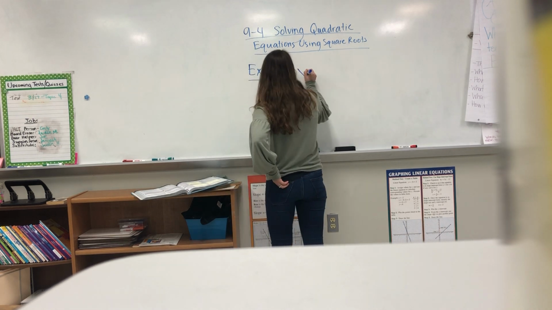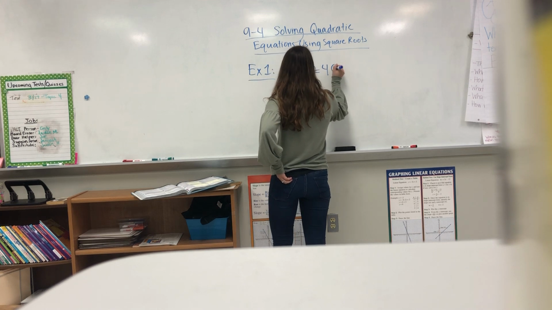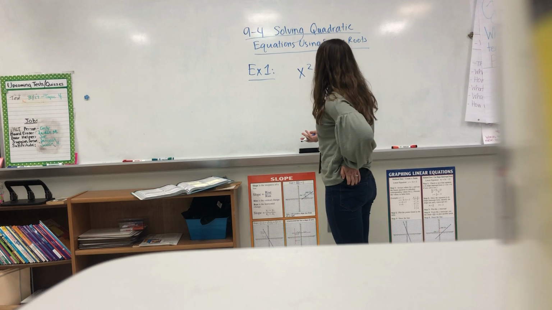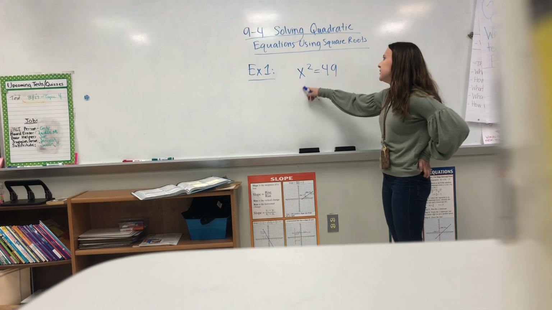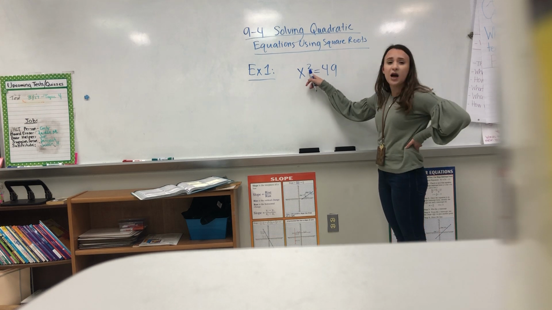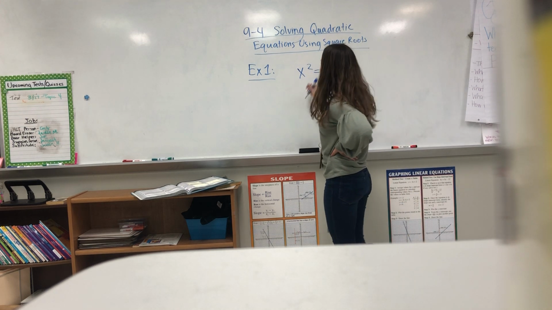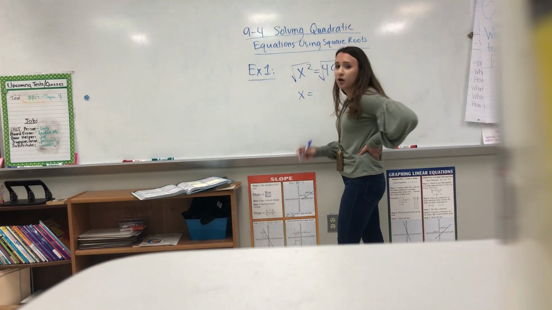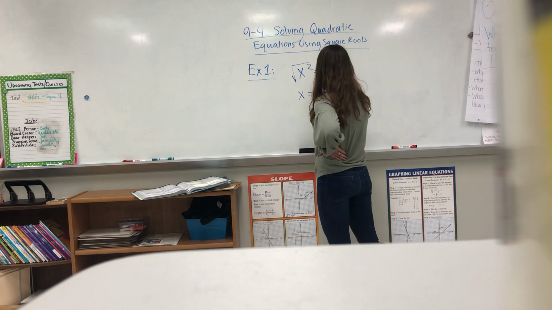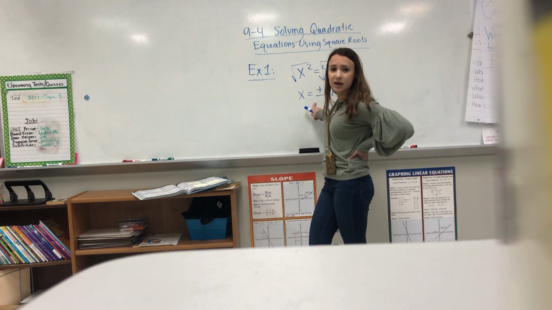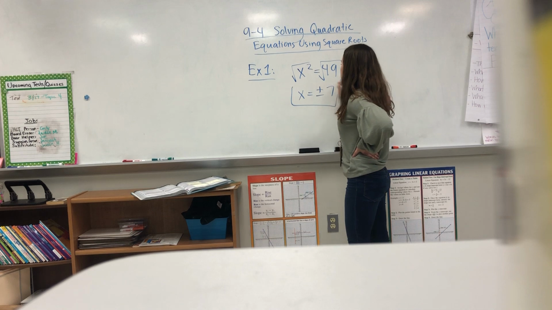x squared equals 49. This honestly shouldn't be anything new. You really should be able to kind of figure out how to do this. The way we're going to solve this is we have x squared. We need to get x by itself. The opposite of squaring something is to take the square root, so we're going to square root both sides. x equals, remember, plus or minus 7. So that means I have two solutions here. You have positive 7 and negative 7. So that's your answer.